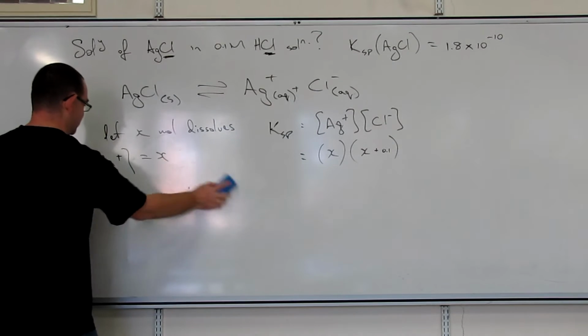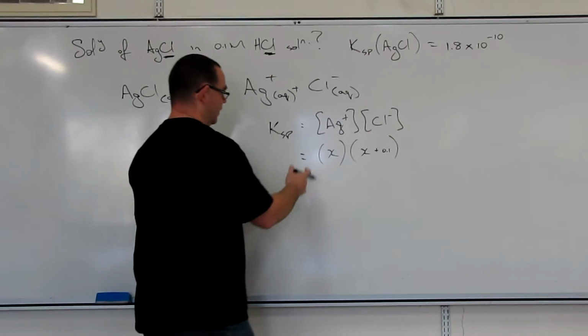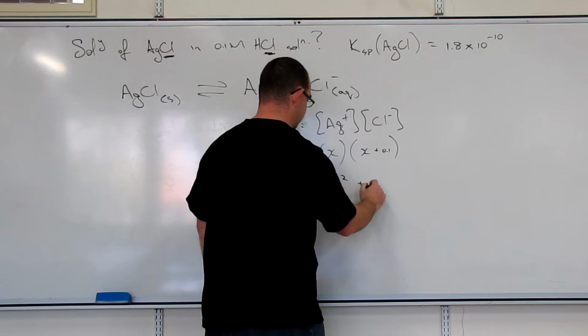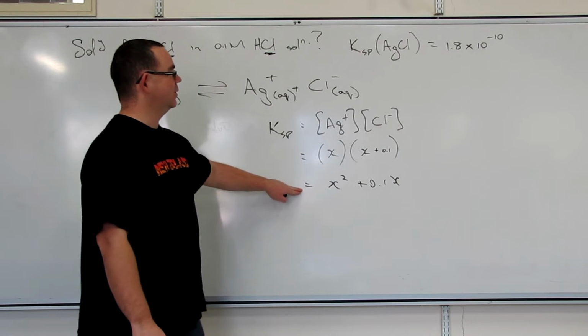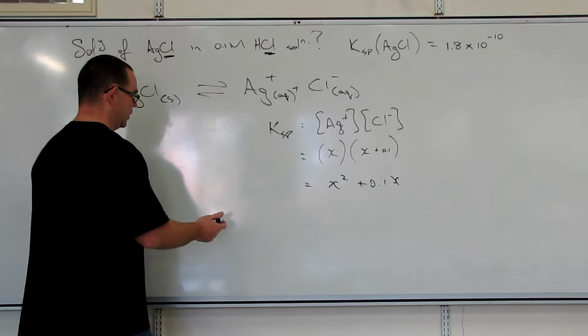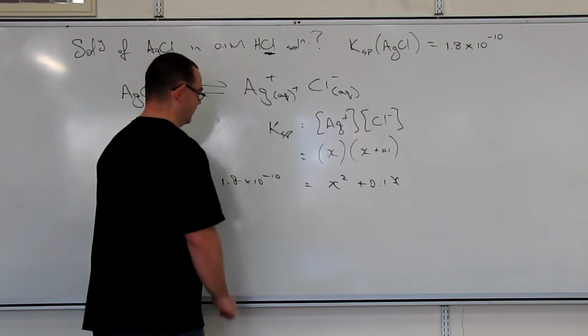So, just clear up some board space. If we expand this out, we'll get x squared plus 0.1x. Now, this is equal to what the question gave us, 1.8 by 10 to the minus 10. So we could put that number in, 1.8 by 10 to the minus 10.